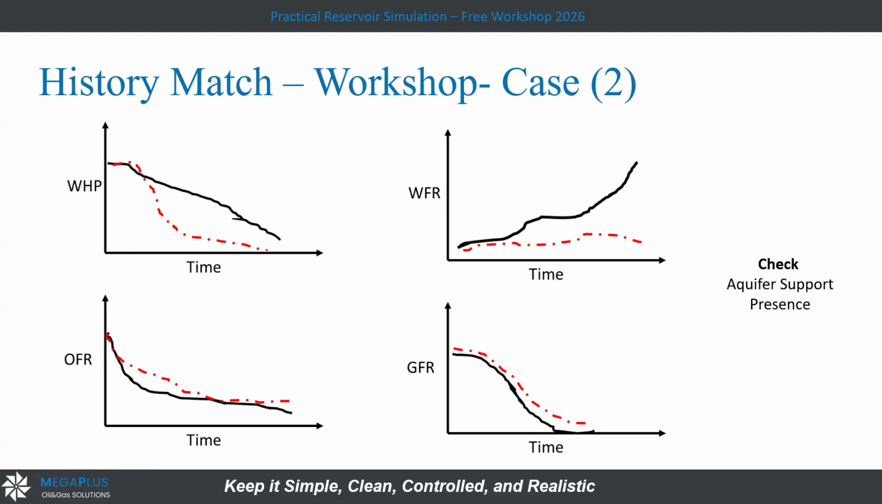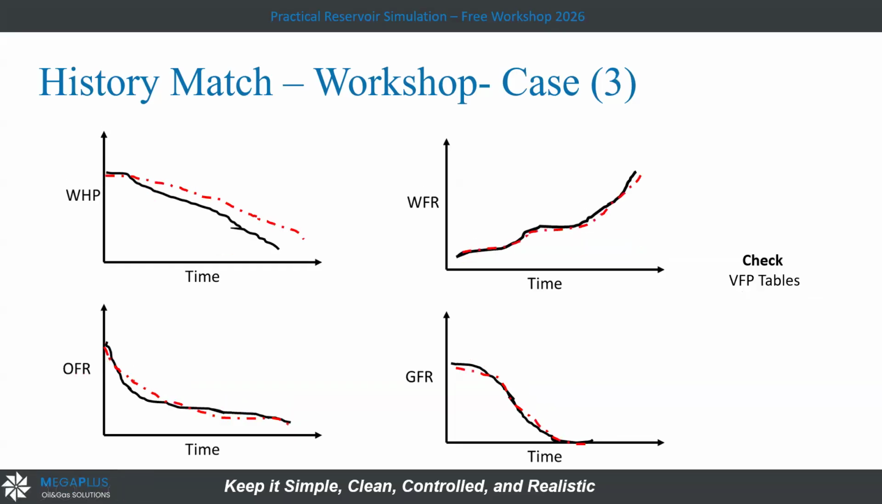Another example: if I'm almost matching the oil flow rate and the gas flow rate, but I can't match the wellhead pressure and the water flow rate, what does it mean? It could mean that I'm missing the aquifer in my model. When I add the aquifer, what will happen? It will cause pressure maintenance, so the pressure will increase and match, and the water will increase and match. This is how the simulation and history match goes.